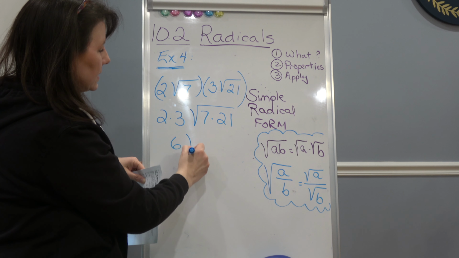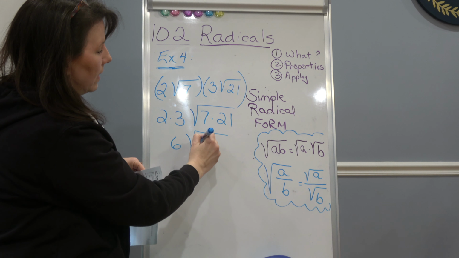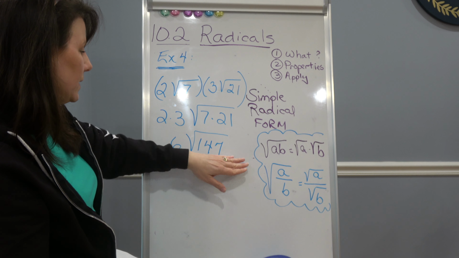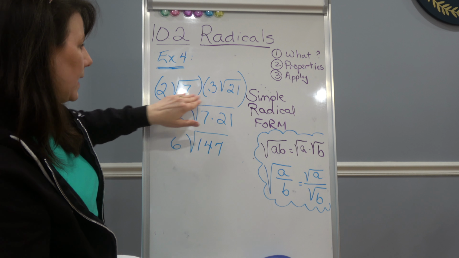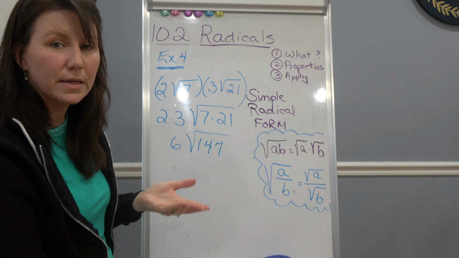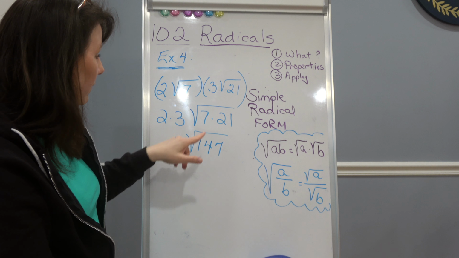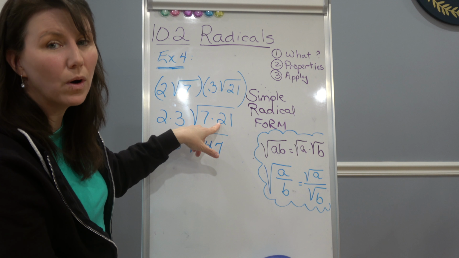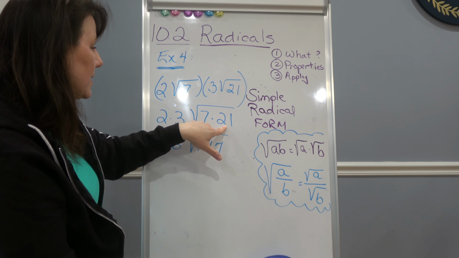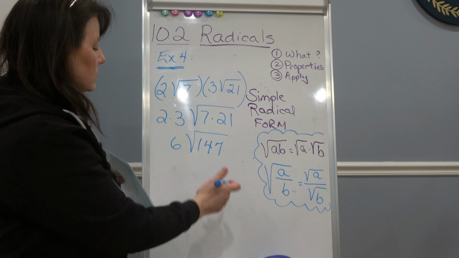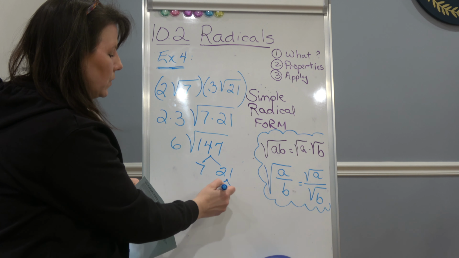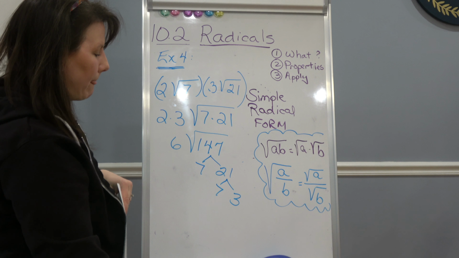Okay, so that would be 6 times the square root of, I think that's 147. Now I don't want to stop here, even though I have multiplied, right? Because 147 has some perfect squares in it. And I know that I started out with 7 times 21, so I know that there must be a perfect square in here because this has a 7 in it too, right? So I'm going to break it up. 7 times 21, that's how I got it. And 21 is 7 times 3.